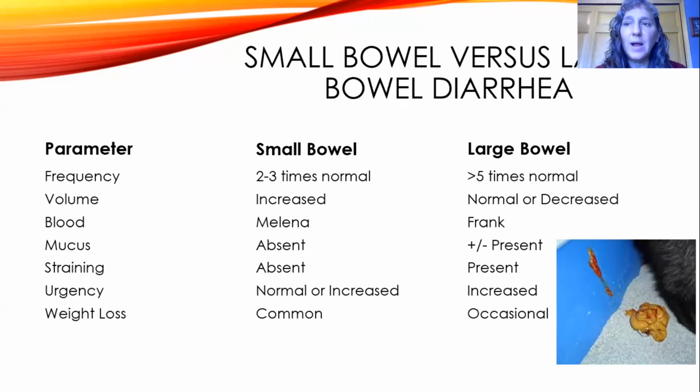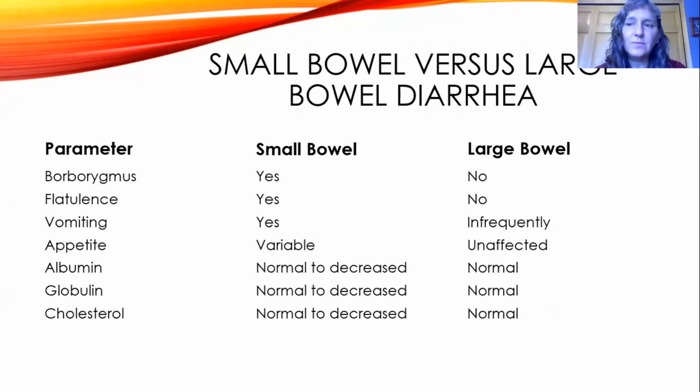The next two parameters are often seen together, namely straining and urgency. They are not typically seen with small bowel diarrhea, although sometimes there can be an increased urgency. In large bowel diarrhea, both straining and urgency are present. Weight loss is common with prolonged small bowel diarrhea, but only occasionally seen with large bowel diarrhea.